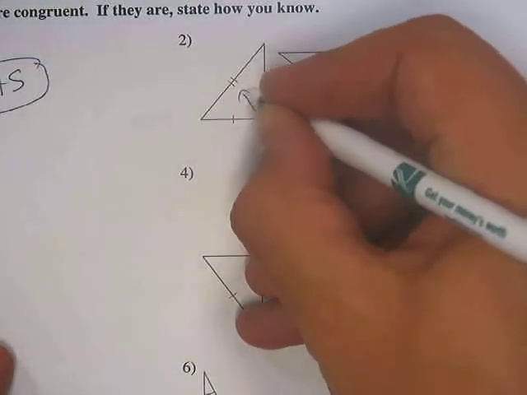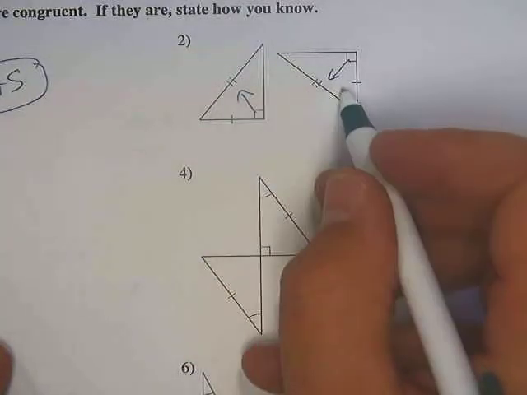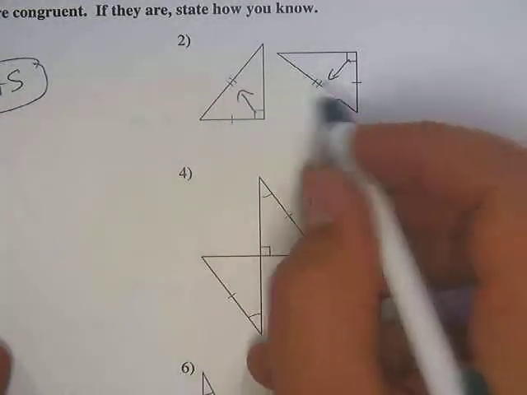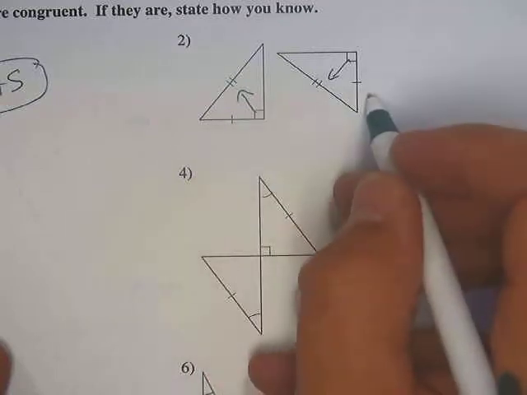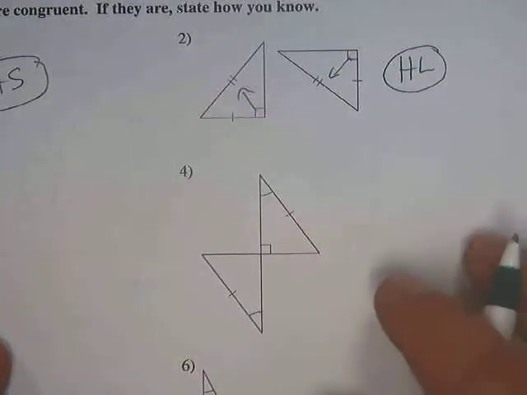Going over here. My right angles point to the hypotenuse. And guess what? In this case, the hypotenuses are congruent, and a leg is congruent. So these are congruent by hypotenuse, leg.